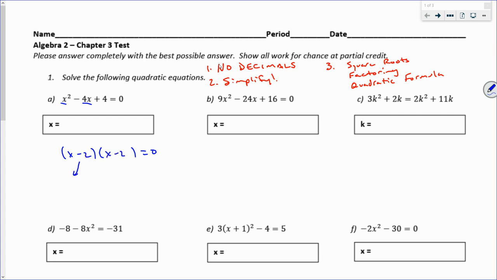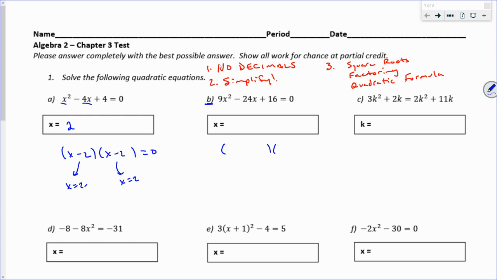See, the thing is, I know here in A, you can't solve with square roots because there's two terms, but I do know this factors as this. So from that, I can say this is going to be x equals 2, and this is x equals 2. So it's a repeated root. You could write 2, or you could just write 2 comma 2.